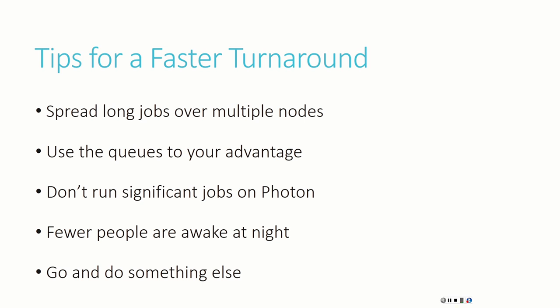If you know that your job isn't going to take that long, there's no need for you to put it in the long queue. Put it in the short queue, and sometimes it'll even be to your advantage to submit a job multiple times to the short queue rather than wait for the long queue to open up. Don't run significant jobs on Photon. Photon's not designed to do that, so it's not going to be very fast. Go to Thunder or NERSC to run any significant jobs.